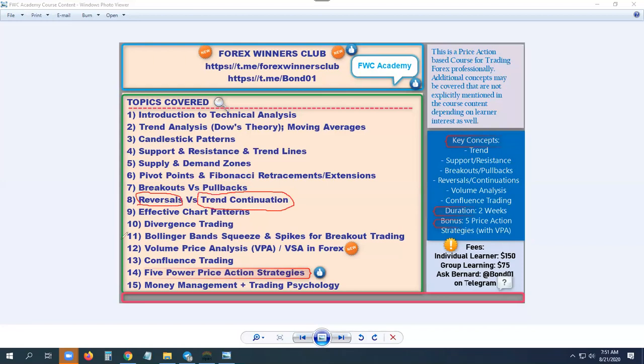I can tell you there are those who trade reversals, and those who trade trend continuation. There are those who trade reversals successfully, and those who trade trend continuation successfully, but the majority of reversal traders fail. I can tell you that for free. You must be a serious professional to trade reversals successfully, because remember, when you're trading reversals, you are going against the direction of the market.